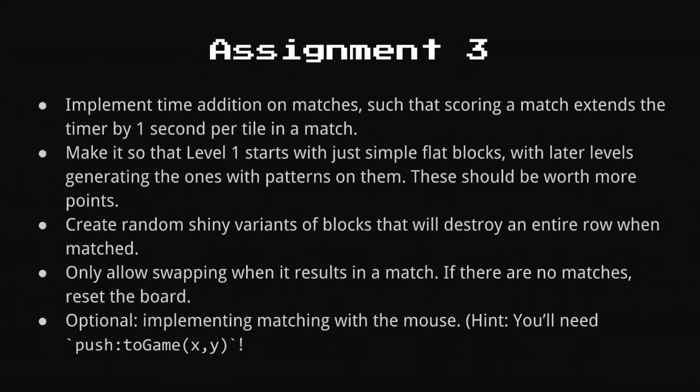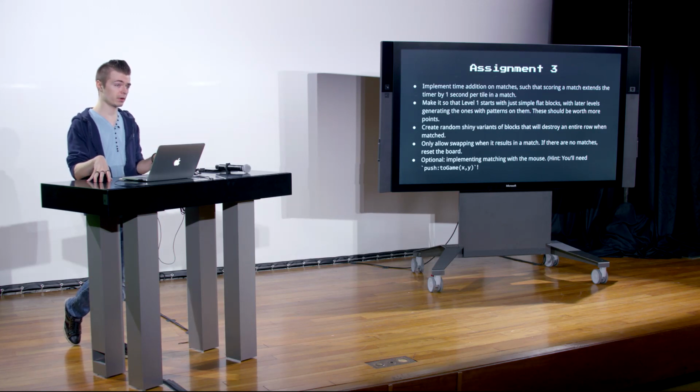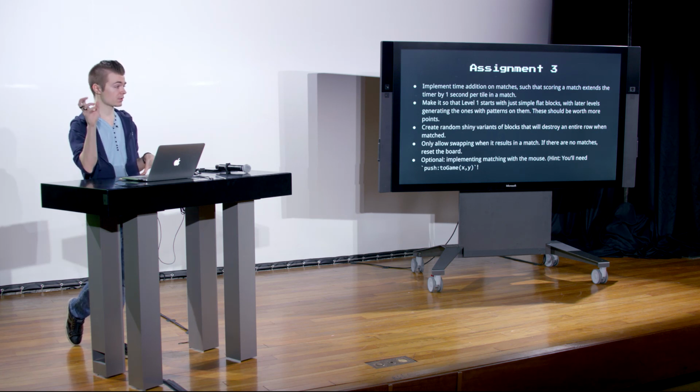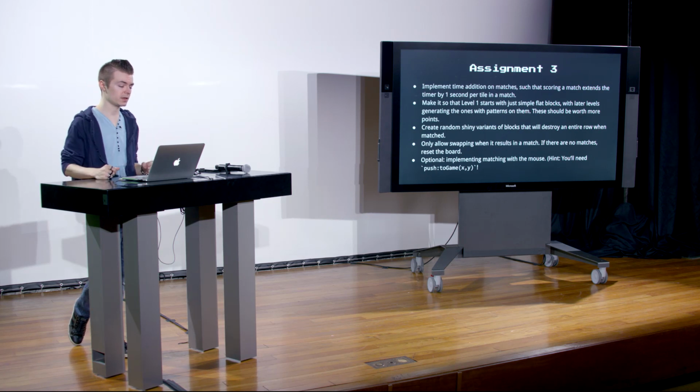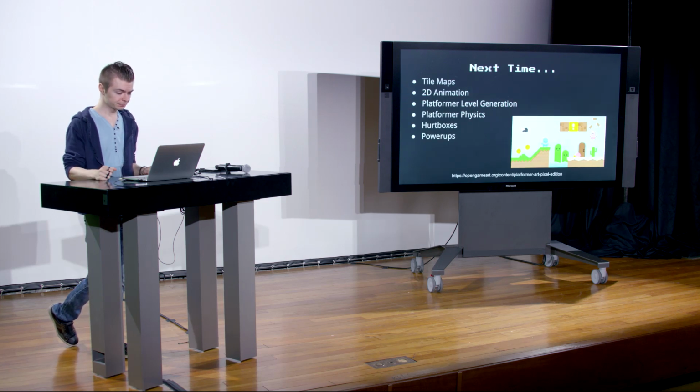And then optional, if you're curious and want arguably a better gaming experience with this, just implement actually playing with the mouse, like being able to click and drag or just click individual tiles. To do that, because we use the push library for virtual resolution, you'll need to convert the window mouse coordinates to push coordinates so that they'll map into the game space appropriately. So you'll use a function called push to game, which takes an x and y, where the x and the y will be your mouse coordinates.